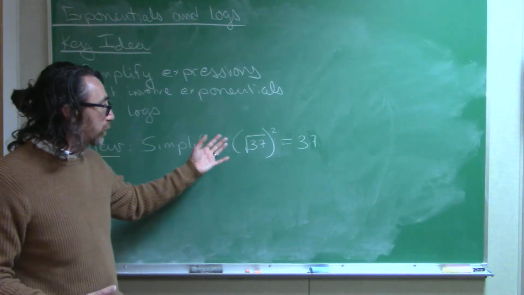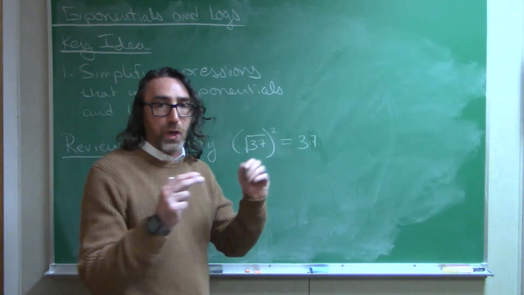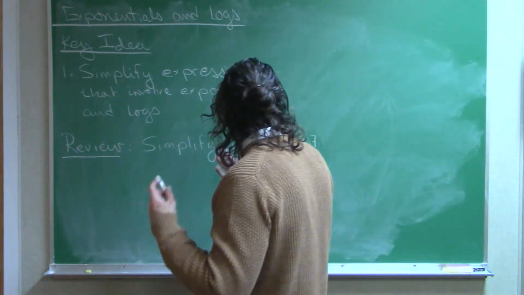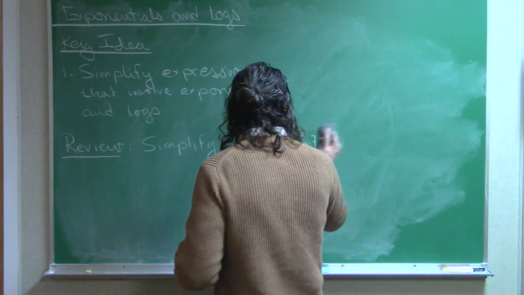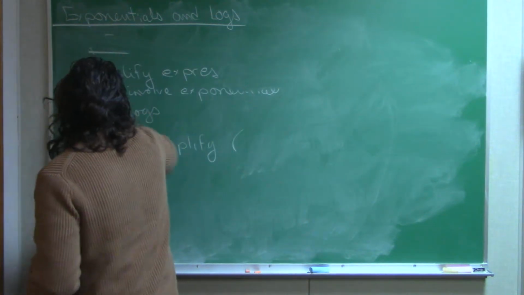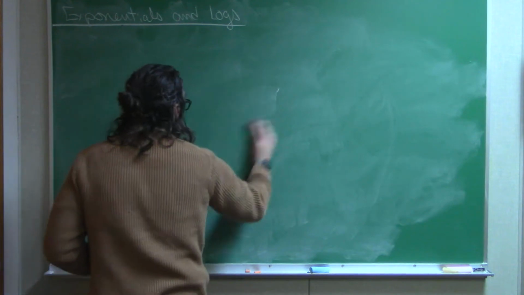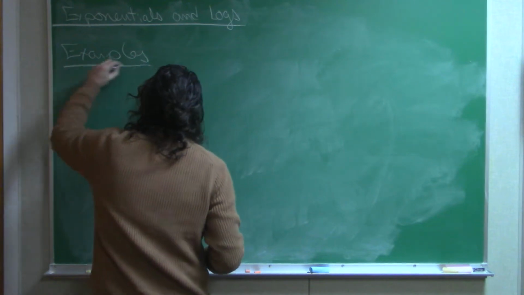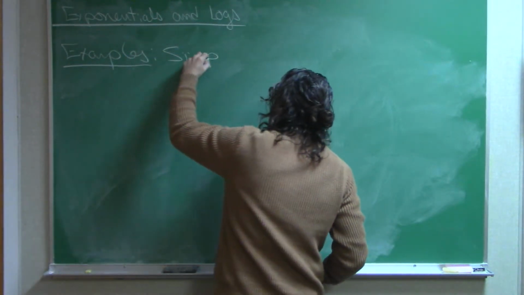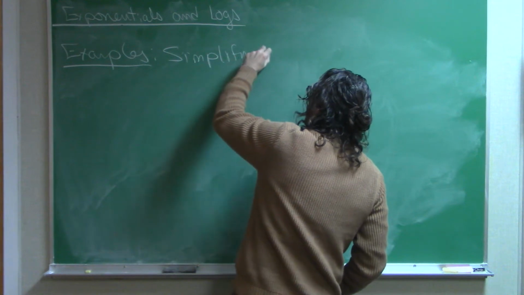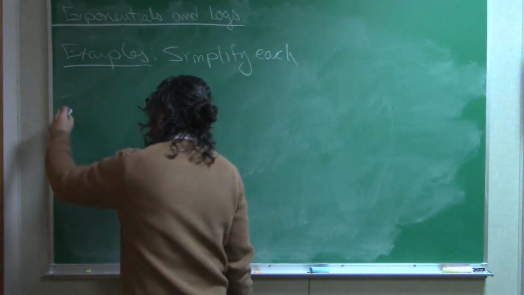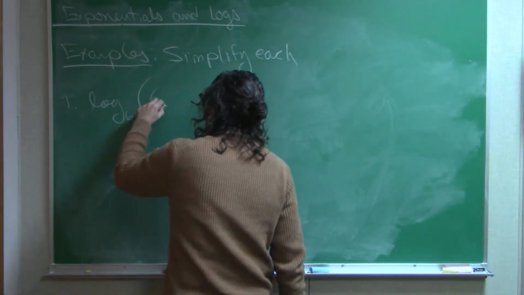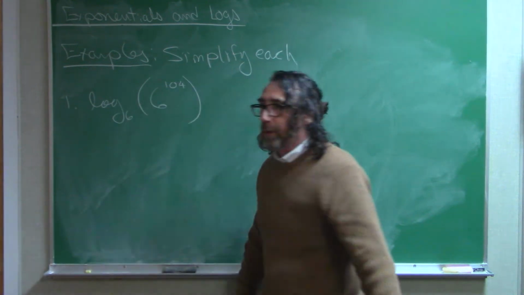The key idea is that the square root function and the squaring function undo each other, just like exponential and log functions undo each other. So let's look at a couple of quick examples here. Simplify each. Log base 6 of 6 to the 104.